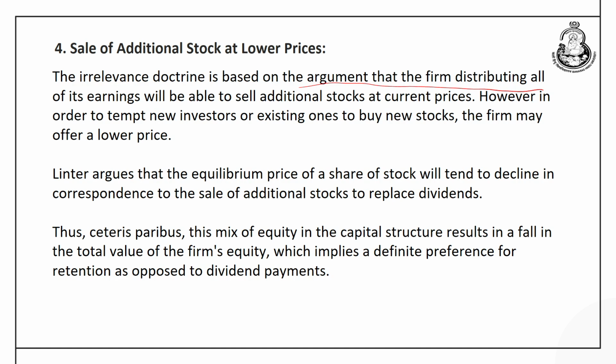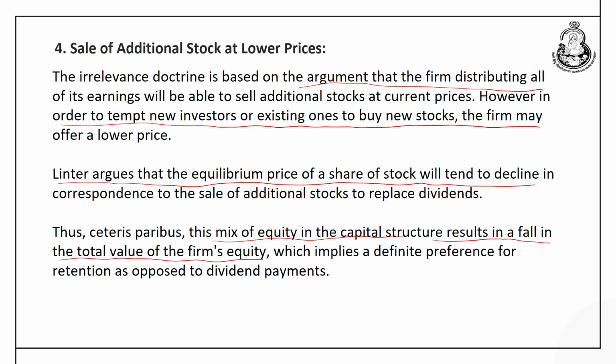However, in order to attract new investors or existing ones to buy new stock, sometimes the firm may have to sell the shares at a discount or at a lower price. The lender argues that the equilibrium price of a share of stock will tend to decline in correspondence to the sale of additional stock to replace dividend. What will happen? As a result, this mix of equity in the capital structure would result in a fall in the total value of the firm's equity, which implies that there is a definite preference for retention as against the payment of dividend to the shareholder.